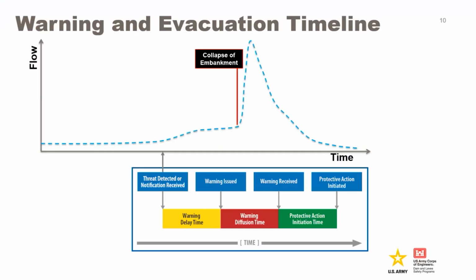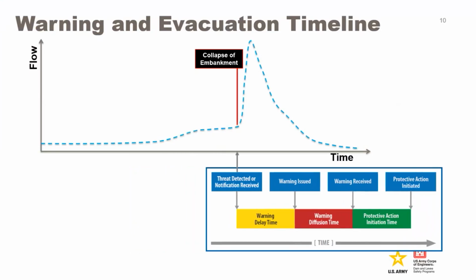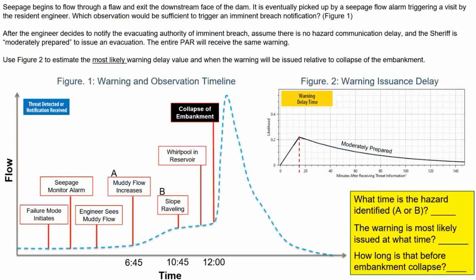So we want to know when is threat detected and notification starts being received. Could be there, could be here. What do you think? Seepage begins to flow through a flaw and exit the downstream face of the dam. It is eventually picked up by a seepage flow alarm, triggering a visit by the resident engineer. So this is re-saying what we saw in the last one.